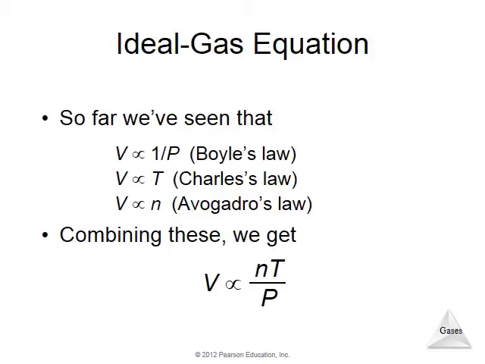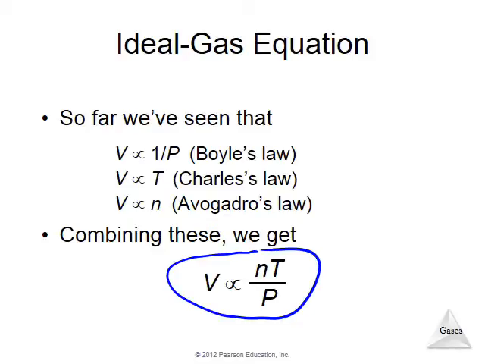So now I'm writing down all these expressions. Volume inversely proportional to pressure is Boyle's law. Volume directly proportional to temperature, that's Charles' law. Volume directly proportional to number of moles, that's Avogadro's law. When you combine them, you're going to get volume is proportional to nT over P.